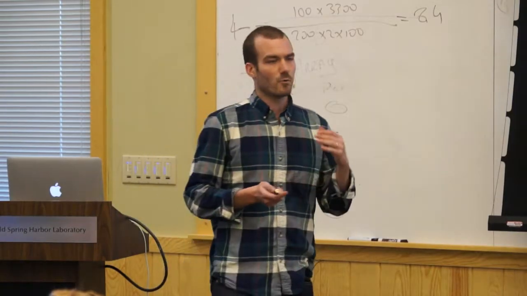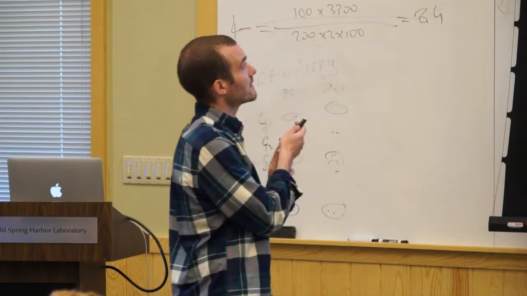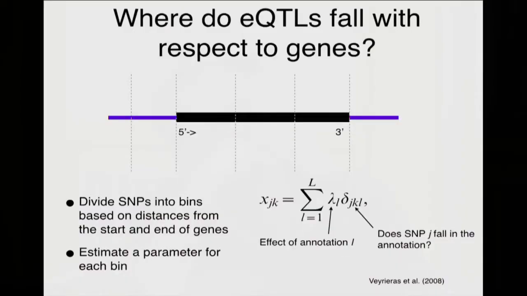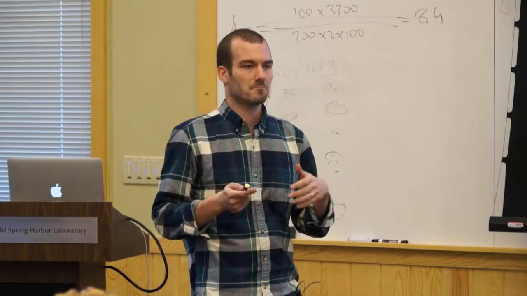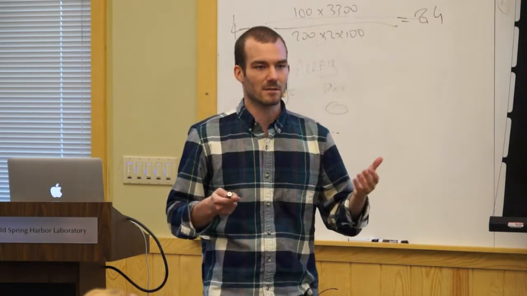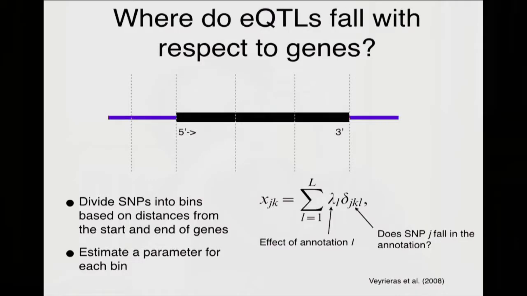And so one question we were interested in asking is where do EQTLs fall with respect to genes? We can divide SNPs into bins based on the distances from the start and ends of genes and estimate this sort of enrichment parameter for each bin. So here's the 5' end of the gene, there's the 3' end. Imagine a SNP falls here, just upstream. Maybe a natural hypothesis is that SNPs in this region might be more likely to influence the expression levels of genes. But what about things in the middle of the gene here?